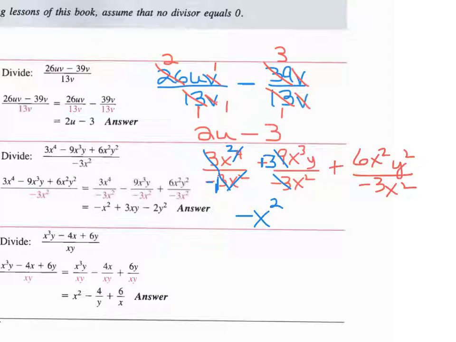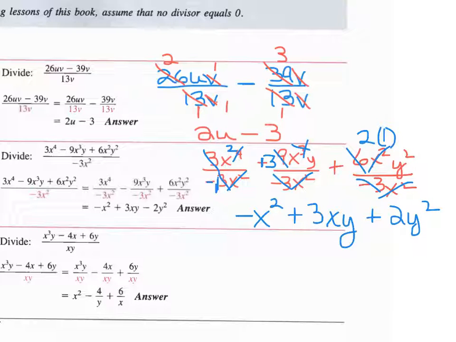And then when I divide my x's, x to the 3rd divided by x squared just leaves me with one x in the top, and then the y. So the next term is going to be 3xy. Next, I'm going to divide positive 6 and negative 3, and I get 2. And then x squared divided by x squared is 1, and then the y squared. So then I'm left with 2y squared, and that was negative because it's a positive divided by a negative.